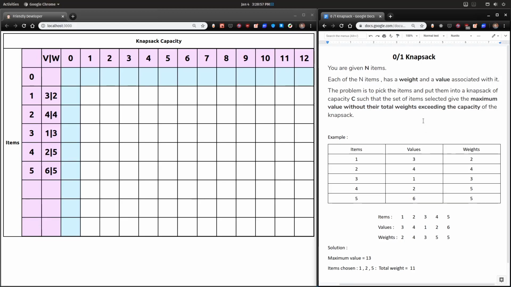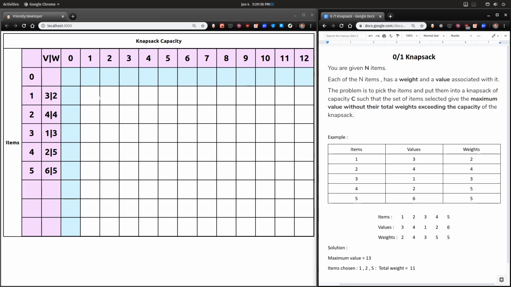Hey, what's up guys? In the last video we looked into how we can solve the knapsack problem in a brute force and top-down approach, and in this video let's see how you can use the table filling approach to solve the knapsack problem in a much faster way. Alright, now over here you can see the table that I have drawn.